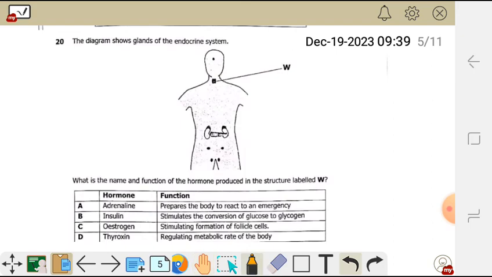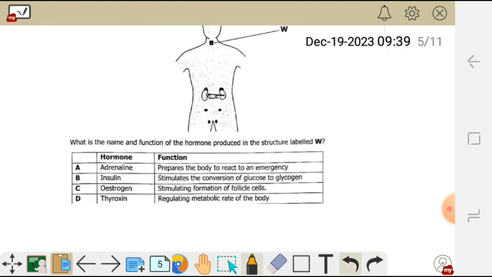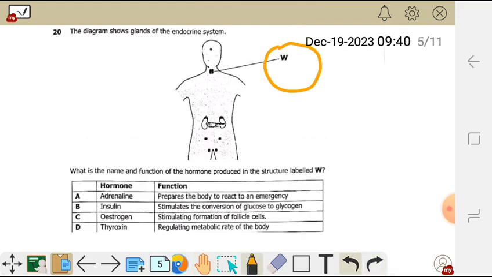The diagram shows glands of the endocrine system. This diagram here is showing glands of the endocrine system. So the question continues to say, what is the name and function of the hormone produced in the structure labeled W? So that is W there. It is pointing at that gland there. So what is the name and function of the hormone produced by that gland?